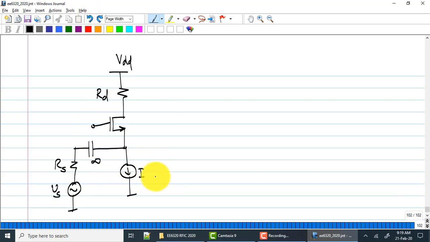So I'll call this bias current I1. This is M1, the common gate stage, with VB1. This is the plus side of the circuit. What does the minus side of the circuit look like? This is RL.